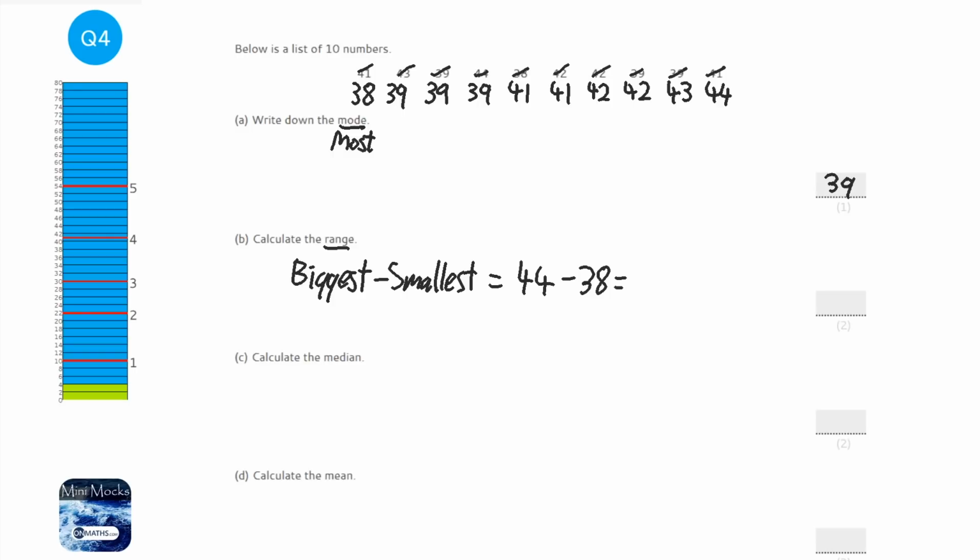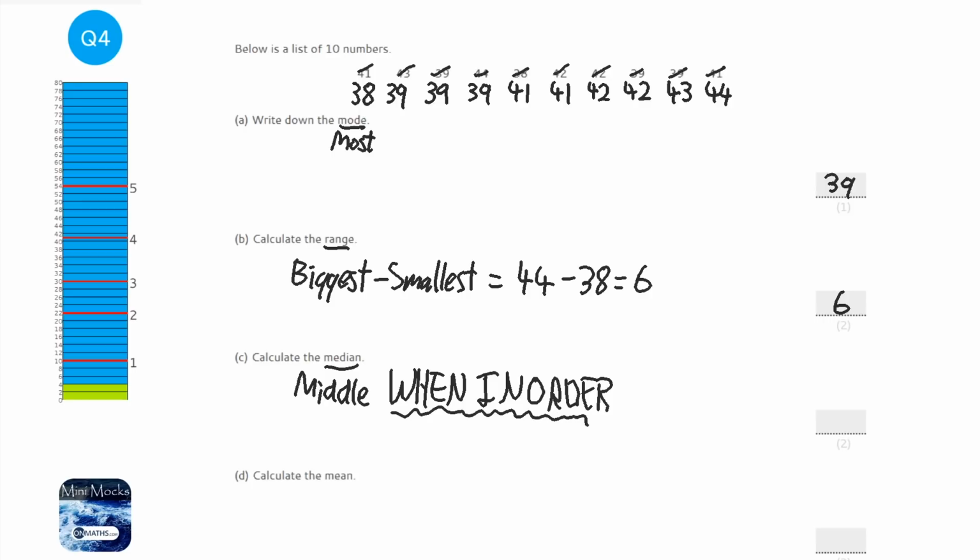Because this is a calculator question, but we know the answer is going to be 6. Okay, so the median. Now the median is the one where you've got to find the middle one, so it's the middle when in order. And I put that in capitals because most people forget that one who get this question wrong. You have to put them in order of size first, okay?